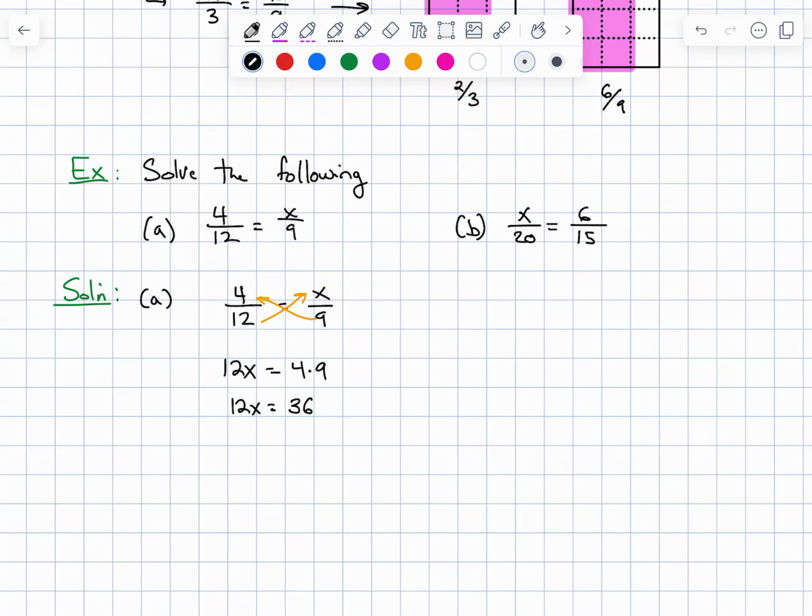So this 12 is attached to the x. It's 12 times x. So to undo the multiplication, I will divide by 12. I'm going to divide both sides by 12, and that will cancel it on the left, leaving me with just the x. X is equal to 3. And that is our solution.